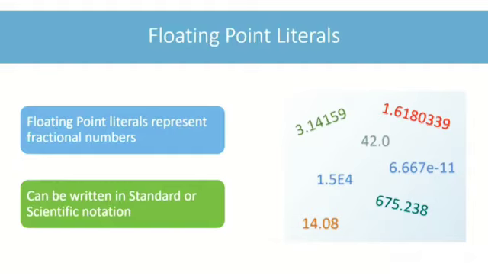Floating point literals represent fractional numbers like 3.14159, 14.08, 42.0, 675.238 and so on. Floating point literals can be written in either standard or scientific notation. The numbers 1.5e4 and 6.667e-11 are written in scientific notation. Standard notation is the usual way we write fractional numbers. We first write the whole number part, followed by the decimal sign, followed by the fractional component.